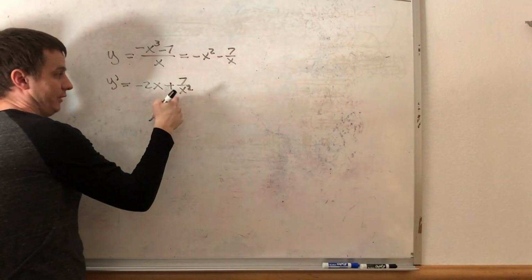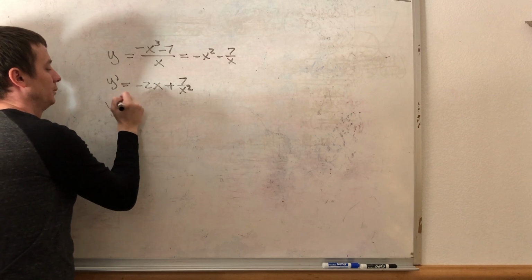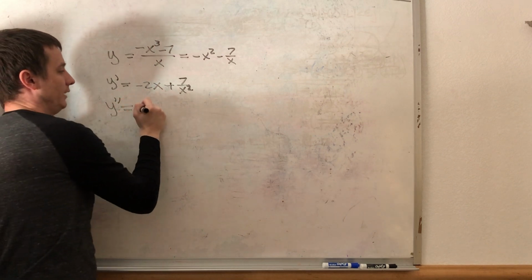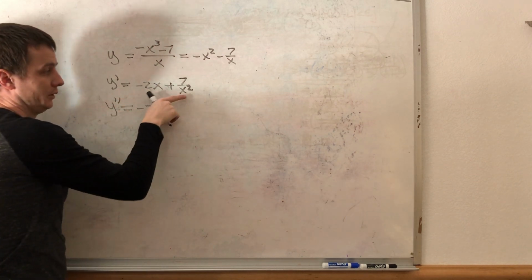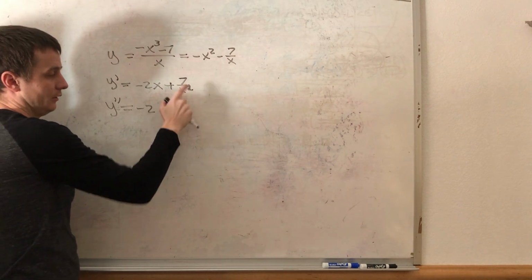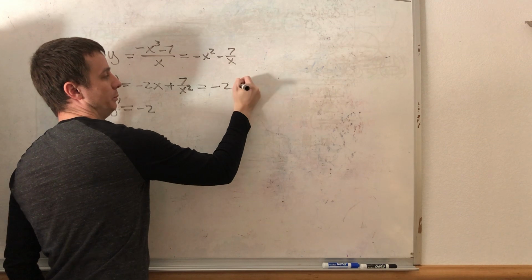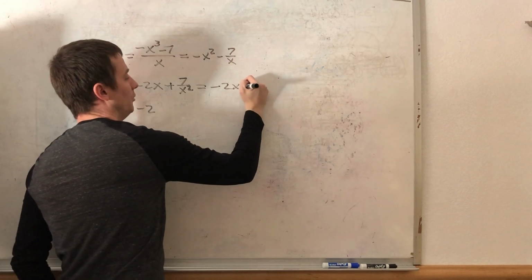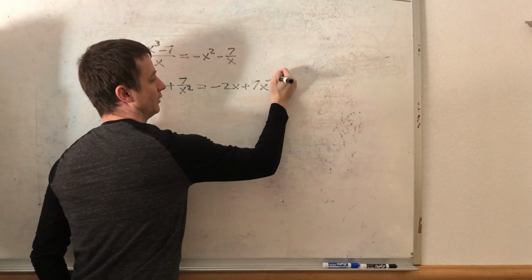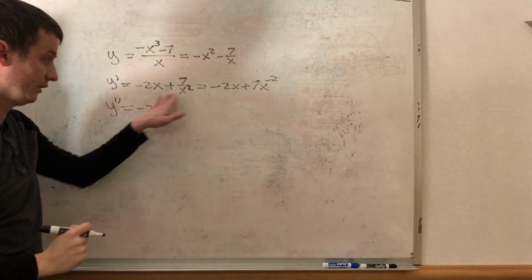Okay, so now we need to find the derivative of that for y double prime, our second derivative. Derivative of that is just minus 2. This one, once again, we're going to bring down, let me just rewrite this one more way so that you understand what I'm saying when I talk about bringing down these exponents. Plus 7 times x to the minus 2. This and this are the same thing.